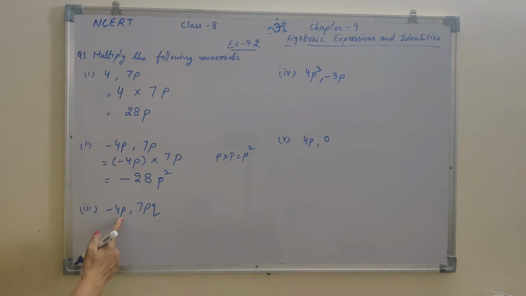Next is minus 4p multiply by 7p cube q. Again numerical values will be multiplied. So minus 4 into 7 is minus 28. Now we see the variables. P multiply p is p power 2, p square, and q will remain as q. So the answer is minus 28 p square q.